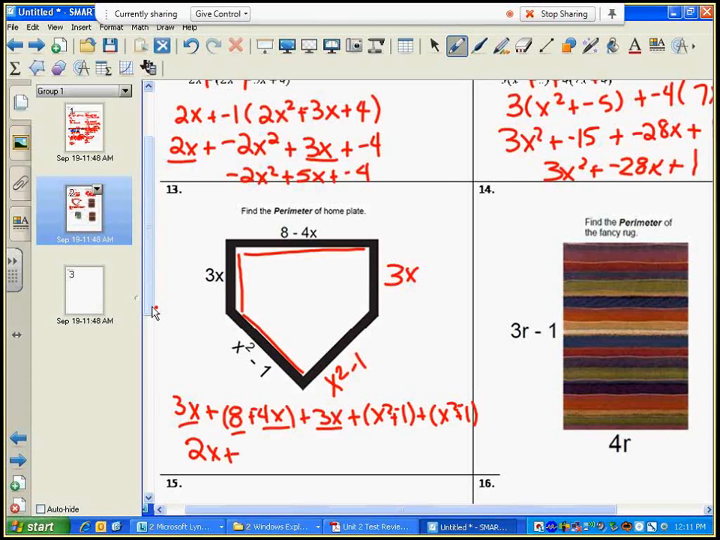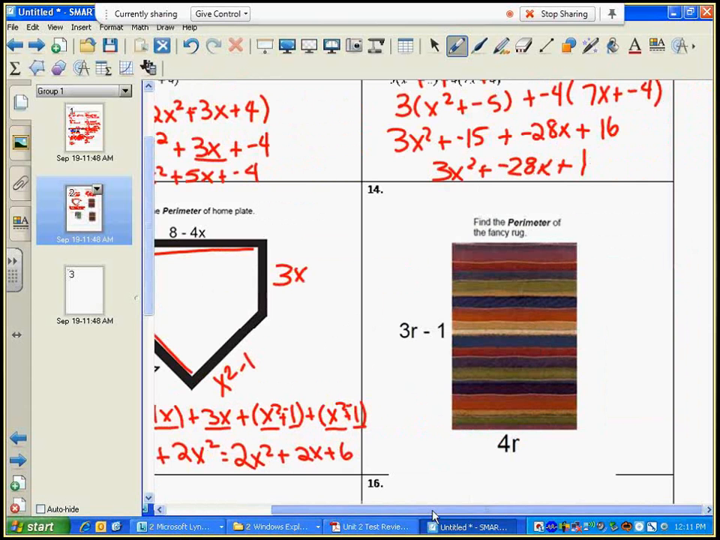That's 8. I have a negative 1 and a negative 1. That gives me 6. Plus x squared is x squared. That means 1x squared plus 1x squared, which gives me 2x squared. If I write that in standard form, 2x squared plus 2x plus 6. Quadratic trinomial with a leading coefficient of 2.